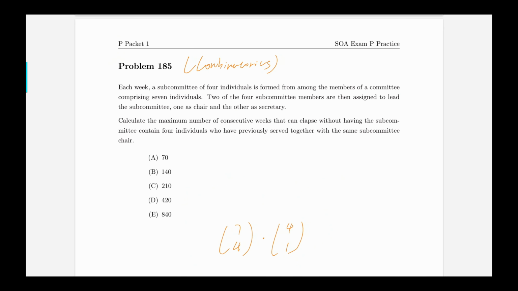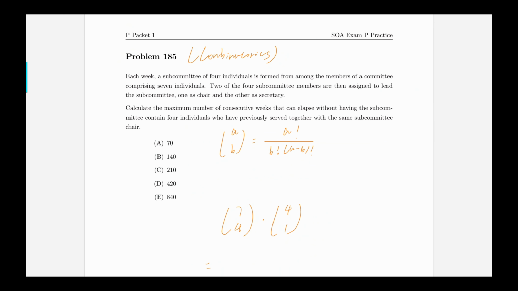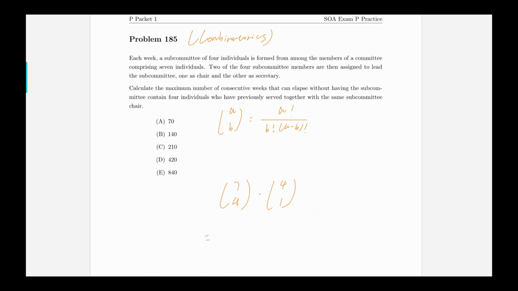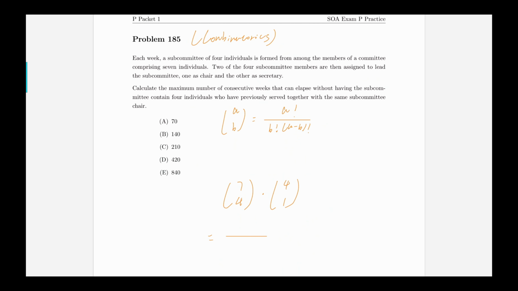Okay, and let me write the combinatorics formula as well. A choose B is equal to A factorial over B factorial times A minus B factorial. So this is a good way of doing this. And also on the SOA exams, since you are allowed to bring calculators, you may also use the probability function on your calculator to do that. I'll just go ahead and compute this.